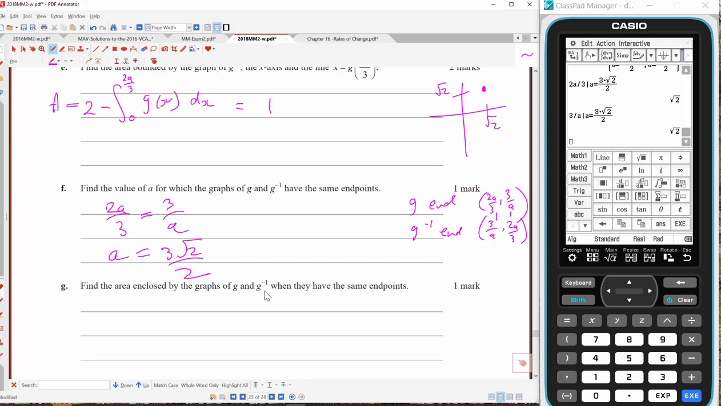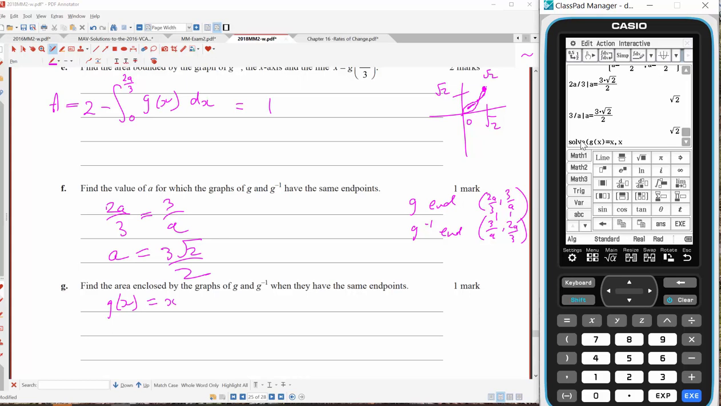So find the area enclosed by the graphs of g and g inverse when they have the same endpoints. What's going to happen is it's going to go like that and up to there. The other one is going to go like that and up to there as well. So we want this area here and this area here added together. What I reckon we do first of all is work out when g of x equals x, so we find where the intersection points happen. One of them is going to be 0, one of them is going to be √2, and I think the other one is going to be the halfway mark, which is √2 on 2, but I'm not 100% sure.